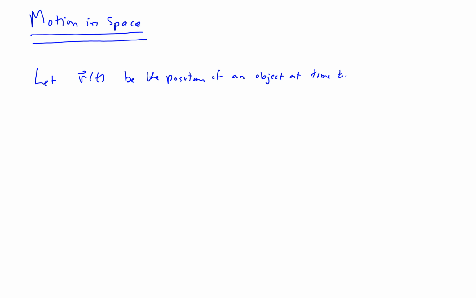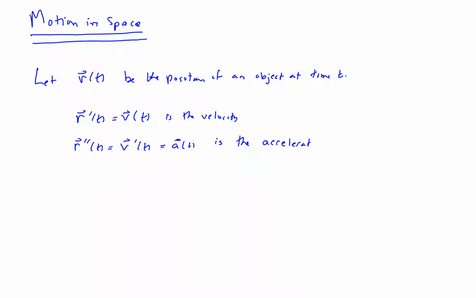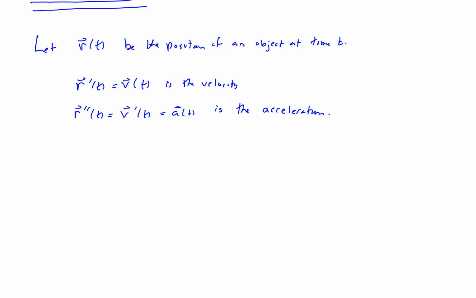And taking that into account, then r prime of t, which we'll denote as v of t, is the velocity. And the second derivative, which is also just the derivative of the velocity, which is a of t, is the acceleration. And we'll be able to recover a lot of the elementary motion arguments from physics class using just this and what we've done with Calc 3.